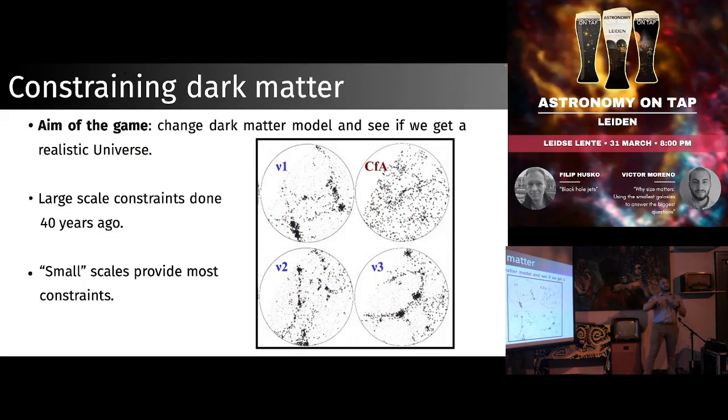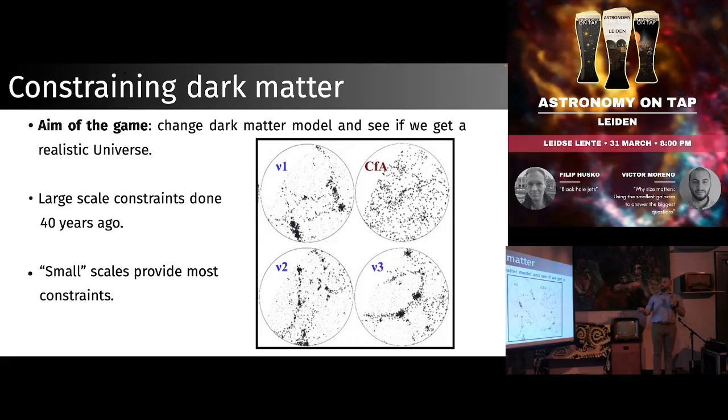Now, how do we actually constrain dark matter? Well, we play the same game, right? We have a model for dark matter, but then we can vary it. And by varying it, we can check whether we obtain a sensible universe or not. Right? And this has been done for many decades, but it's mostly been done on large scales.